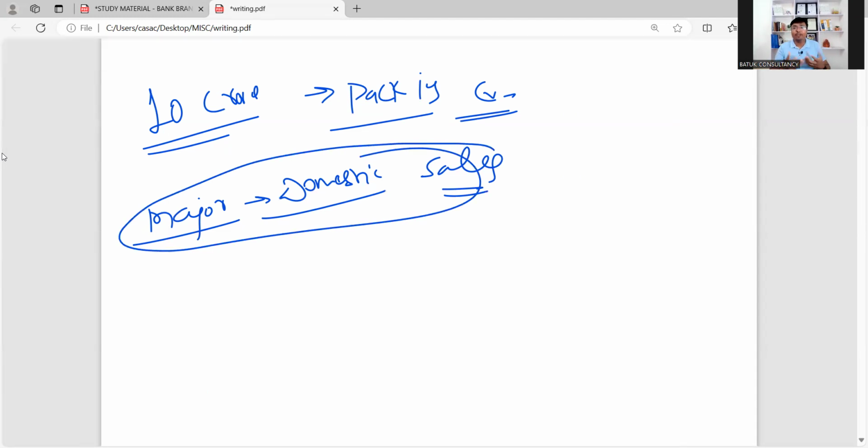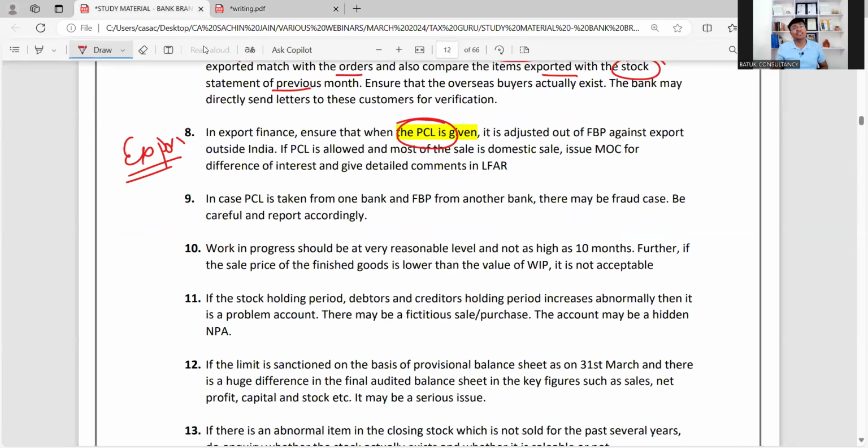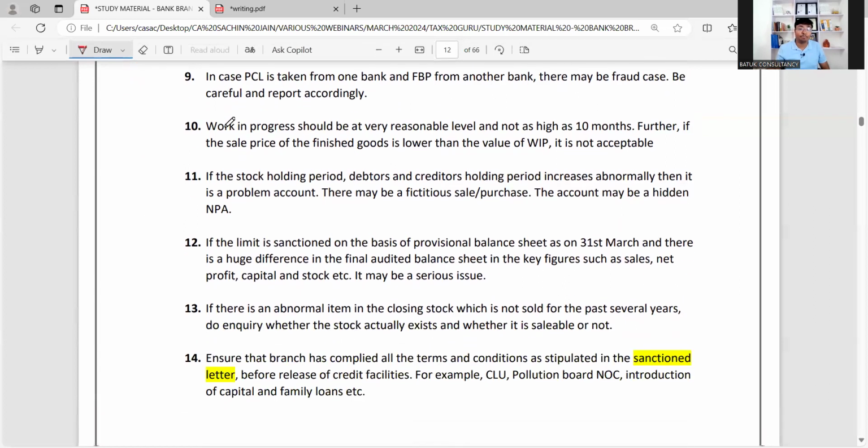आप लोग बोलोगे सर क्या हो गया? Domestic sales तो कर रहा है. We all know that there is a difference in the rate of interest in case of packing credit and in case of normal CC limit. Okay. So when a particular person is taking the packing credit facility and that person is not going to export the products, or there is a very small quantum of export, in that case this will also call for the MOC, and this is also classified as window dressing, or we can say this is a fraud. Okay, so we need to be very careful about these type of things.